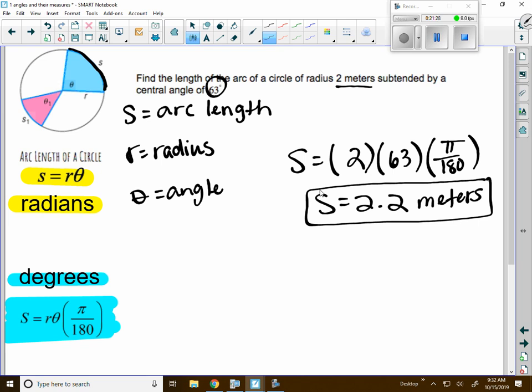All right, would you like to do a radian example together? Yes. Okay, go ahead and flip to the next page. So just flip over your packet. We'll come back in a second.